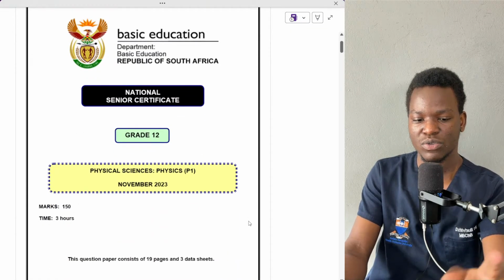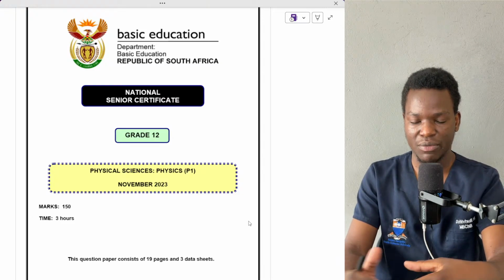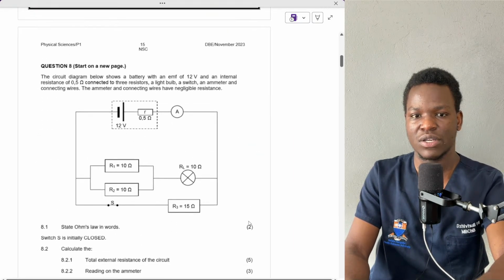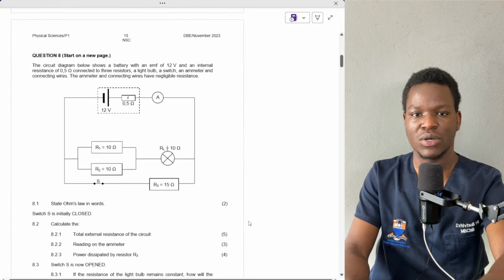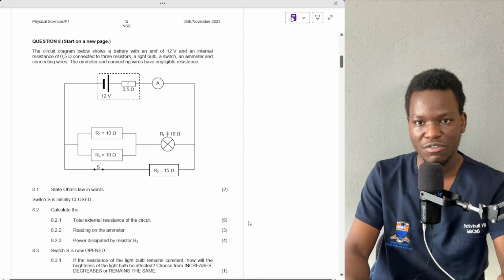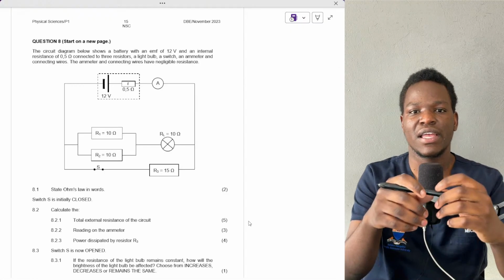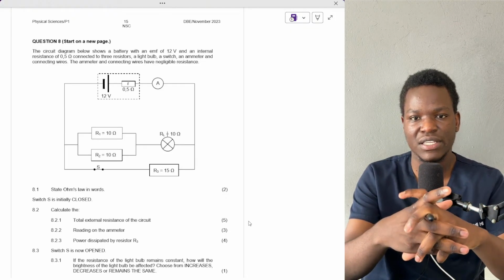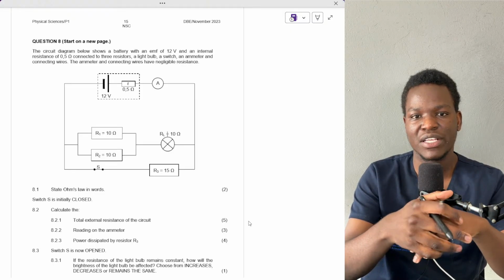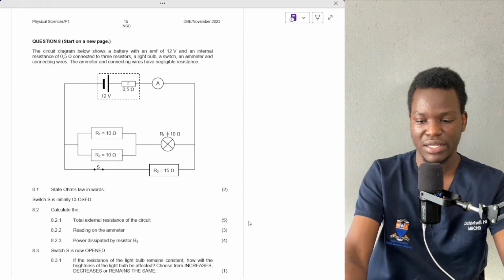So now we are going to start with the 2023 question paper. Let's go down in order to start answering this question paper. It says that the circuit diagram below shows a battery with an EMF of 12 volts and internal resistance of 0.5 ohms connected to three resistors, a light bulb, a switch, and an ammeter, with connecting wires. The ammeter and connecting wires have negligible resistance.